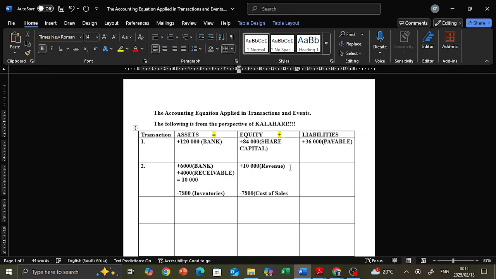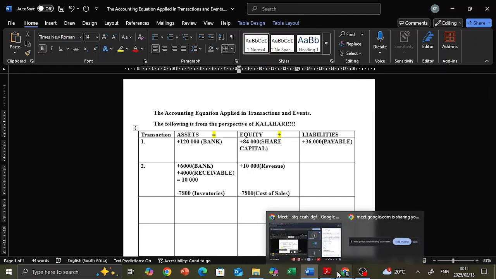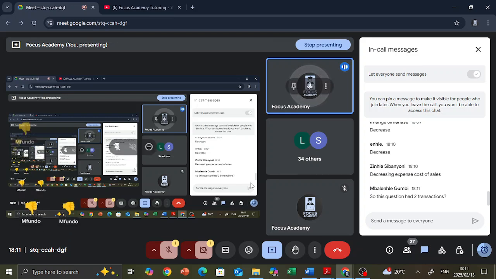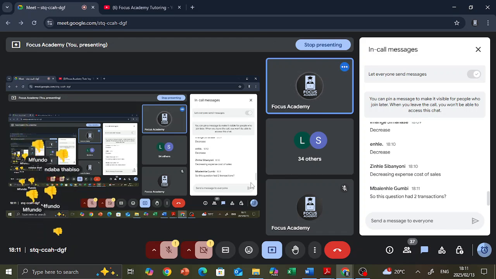Right. Any questions? Is everyone okay with what's happening here? And does everyone understand the relationship between revenue and cost of sales? Okay, yeah. I was waiting on that one. Is everyone okay here? Okay.